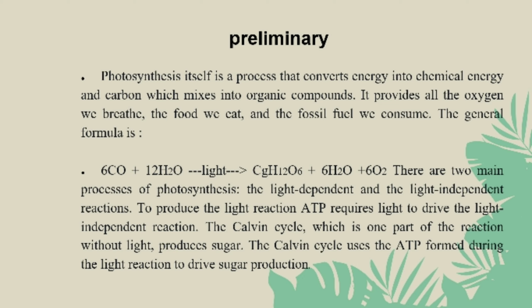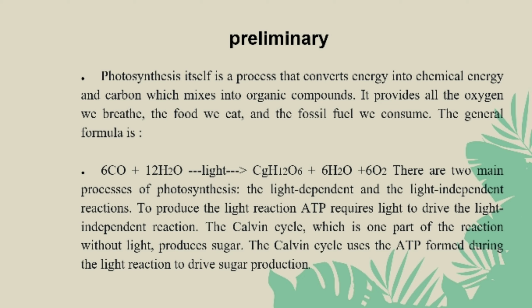Preliminary. Photosynthesis itself is a process that converts light energy into chemical energy, with carbon dioxide incorporated into organic compounds. It provides the oxygen we breathe, the food we eat, and the fossil fuel we consume. The general formula is 6CO2 plus 12H2O yields C6H12O6 plus 6H2O plus 6O2.